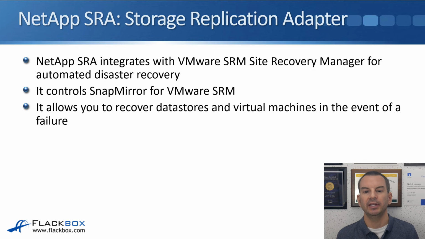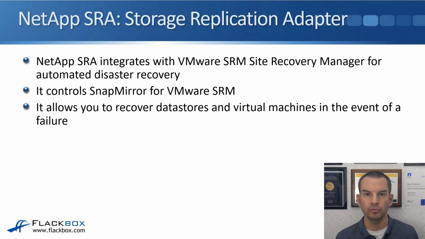Okay, the last component is SRA, the Storage Replication Adapter. SRA integrates with VMware SRM, Site Recovery Manager, for automated disaster recovery. So VMware SRM is a software package you can get from VMware, and what it's used for is disaster recovery. When you're using SRM, if you do have a failure at your main site, it provides an easy and fast way to fail your virtual machines over to your disaster recovery site.